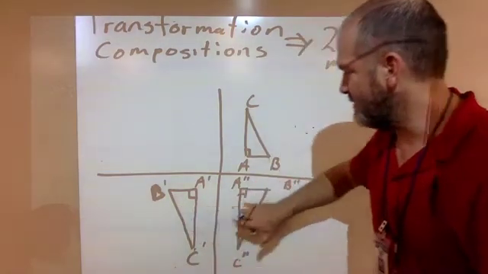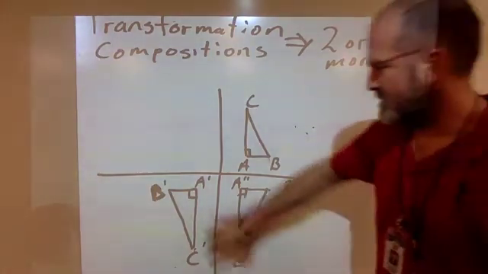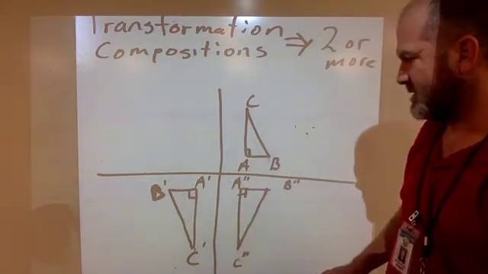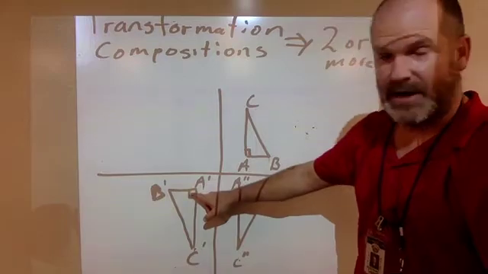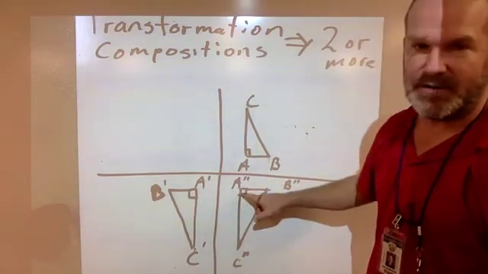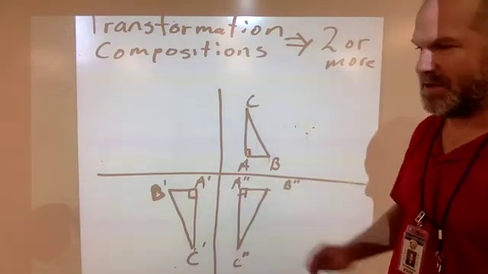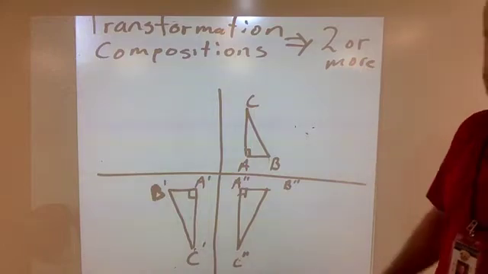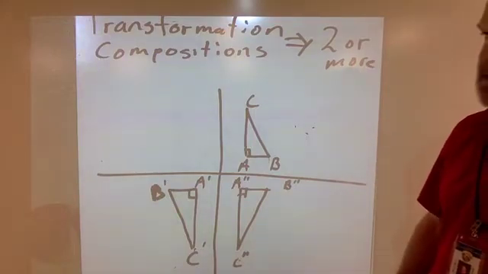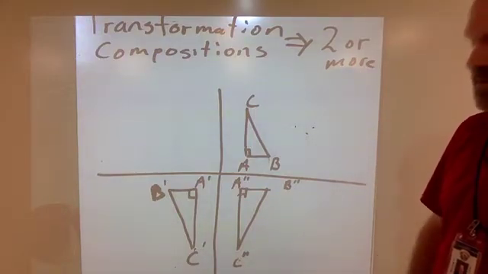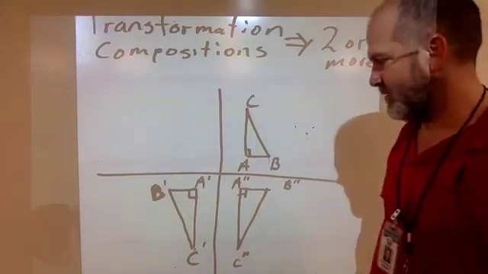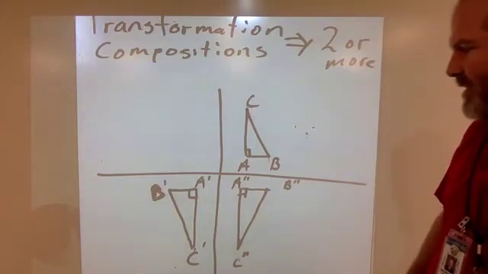How do you get from the prime to the double prime? Well, it's not sliding. The orientation isn't the same. We have our right angle in the upper right-hand corner, and here it's in the upper left-hand corner, so it's a different orientation. So it is definitely not a translation. A translation is the only one that preserves orientation. So again, it's either a reflection or a rotation.